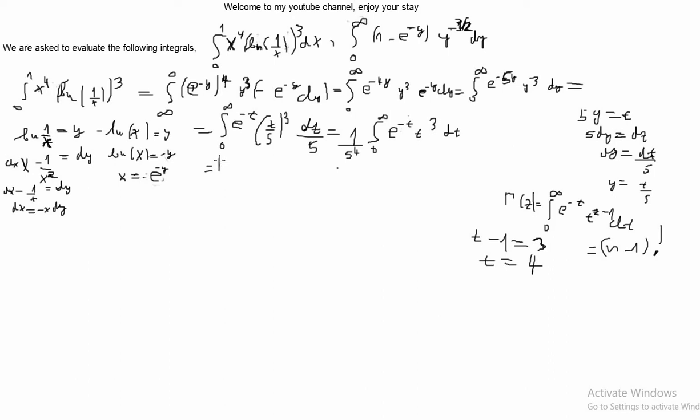Okay, this equals gamma of 4 over 5 to the power of 4. And now what is gamma of 4? Here is the definition. Gamma of n is (n minus 1) factorial. What is n? 4. So what will we get? We will get 3 factorial. And what is 5 to the 4th? It's 25 times 25. And this equals 6 over 625.